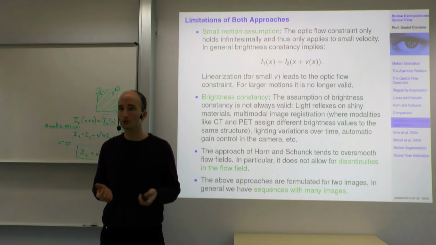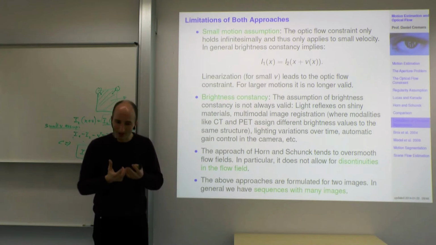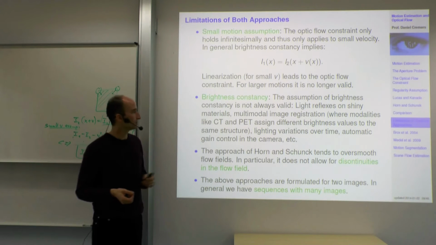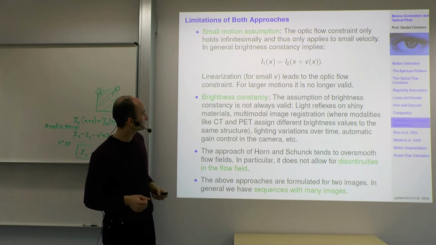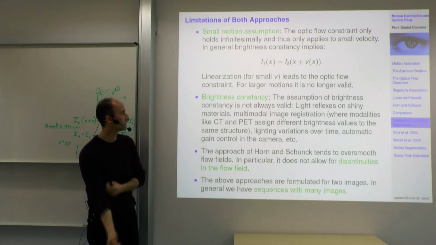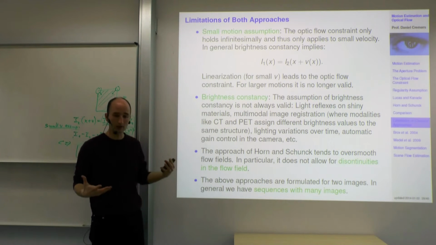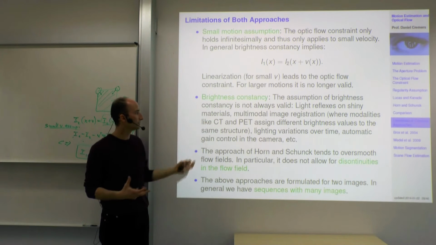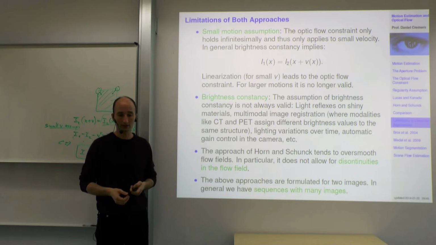And when do you ever observe motion that is no more than 1 pixel? Let's be honest, typically you want faster motion. And so these estimators are not going to work for fast motion. The brightness constancy is an assumption that also is not always valid. I mentioned that last time, that if you put into correspondence, say, images of different modality, then the constancy is not fulfilled.